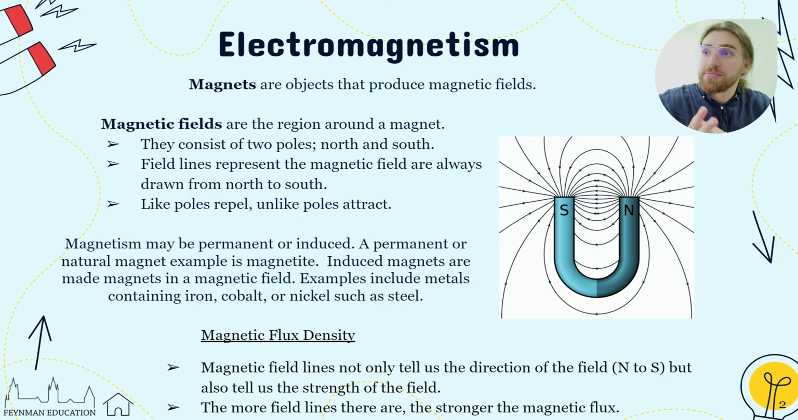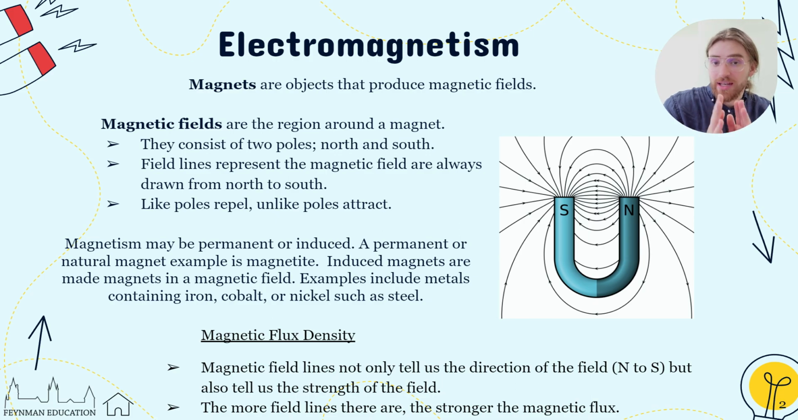Okay, so magnets are objects that produce magnetic fields. So what is a magnetic field? It's the area around a magnet that different objects will experience an attraction or repulsion force in. They consist of two poles, which we know as north and south. The field lines represent the magnetic field. They're always going to be drawn from north to south.